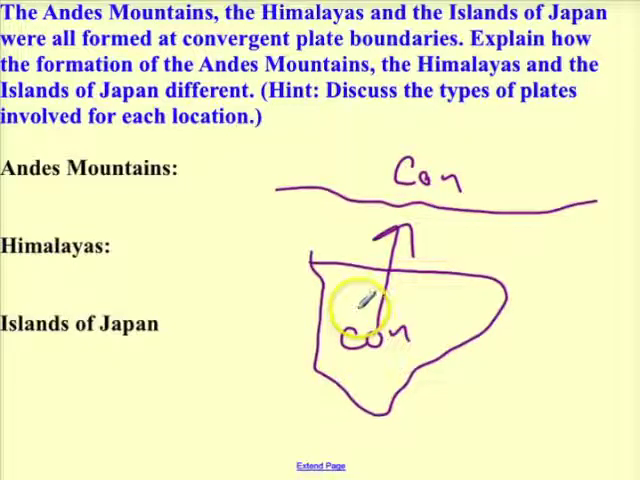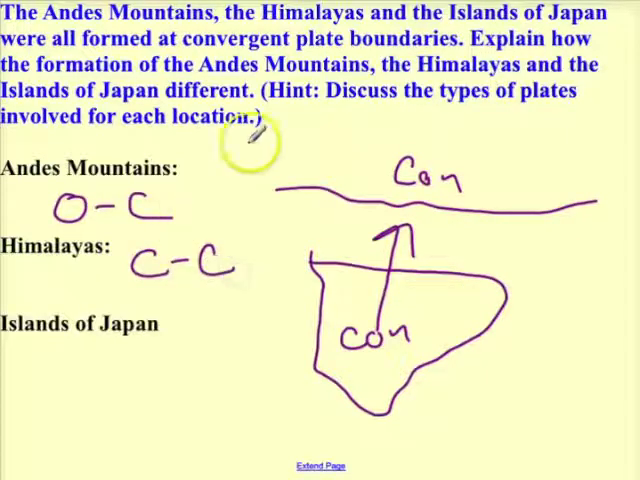But do you remember what's the difference between the Andes Mountains and the Himalayas? They're both convergent. Well, this one was an oceanic coming into a continental. This one is two continentals. So when I ask you to tell me how they're different, this is how they're different. They're both convergent, but one's oceanic and continental, one's continental and continental.